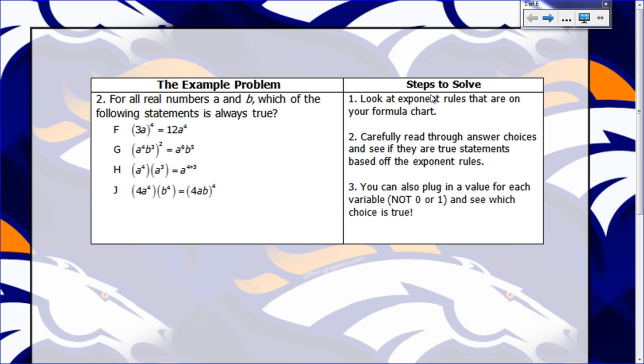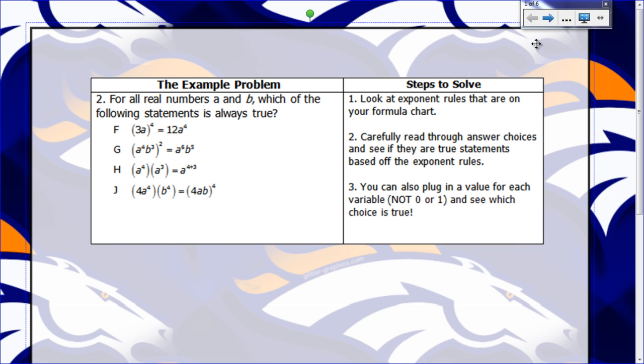We're going to talk about problem number 2 from your test. And so it says, for all real numbers A and B, which of the following statements is always true? Your steps for this say to look at your exponent rules that are on your formula chart, read through the answer choices, and see if they are true statements based off of the exponent rules.